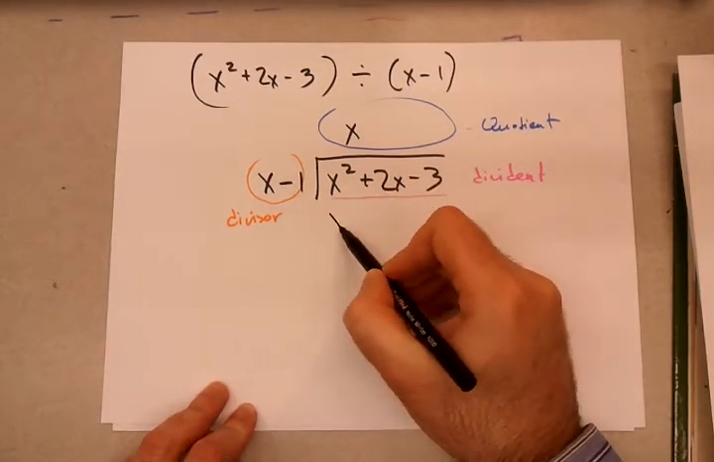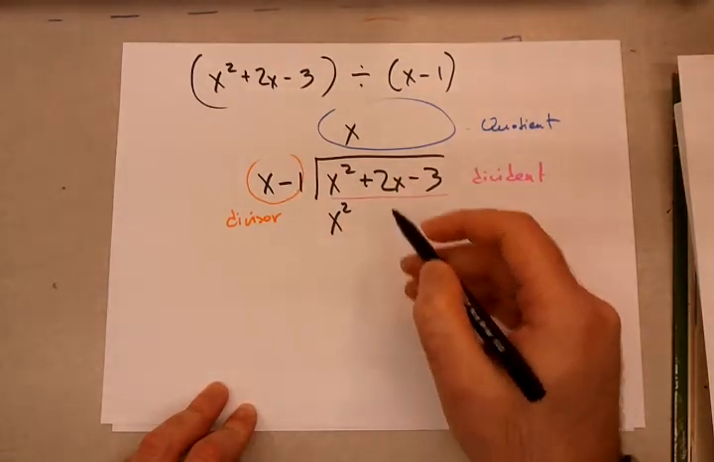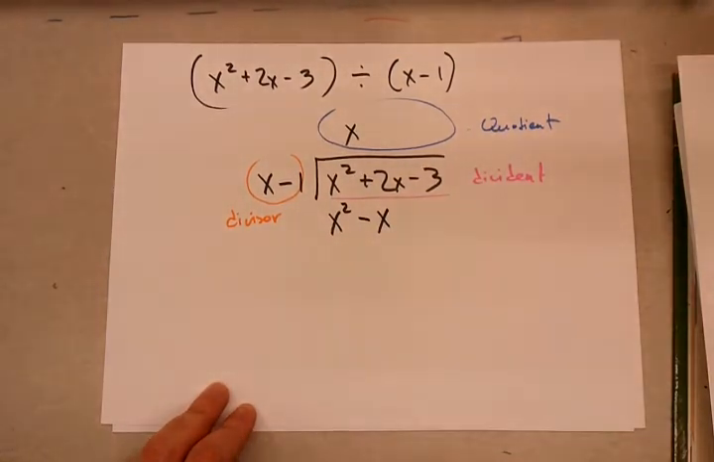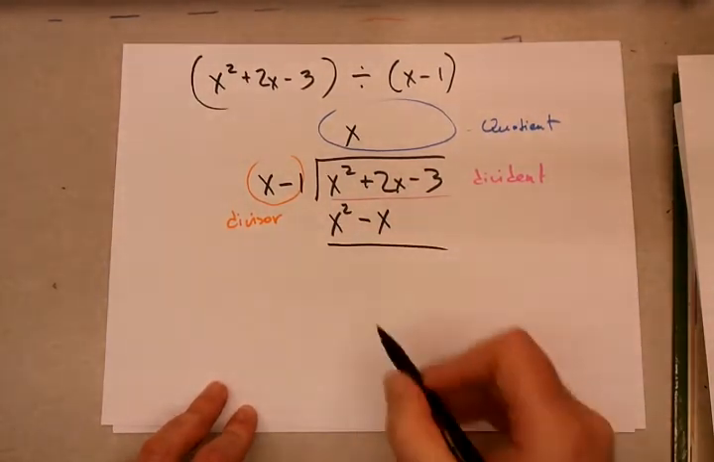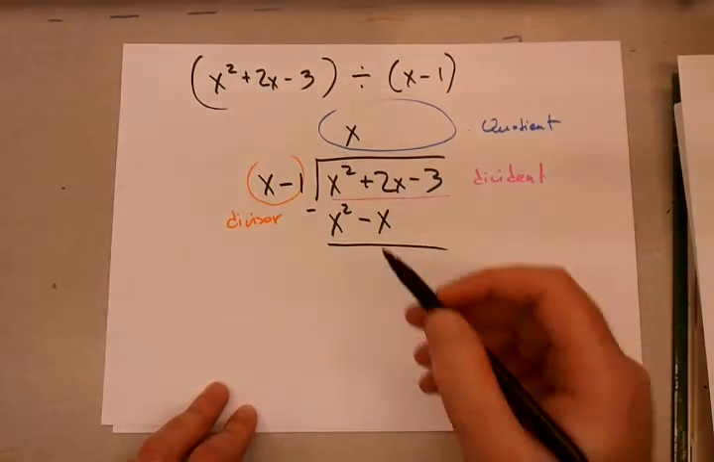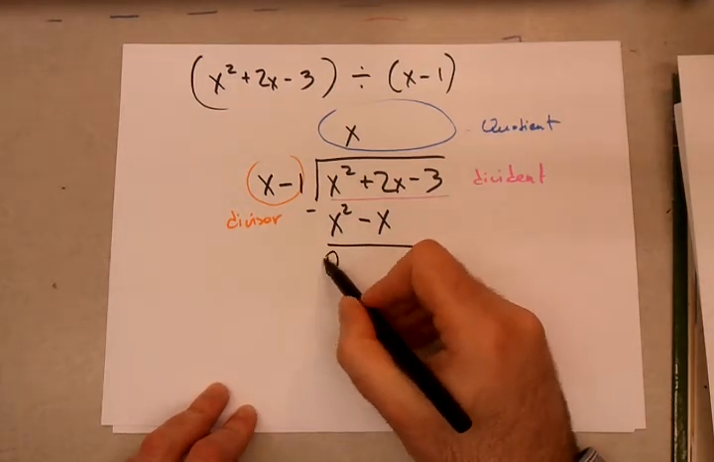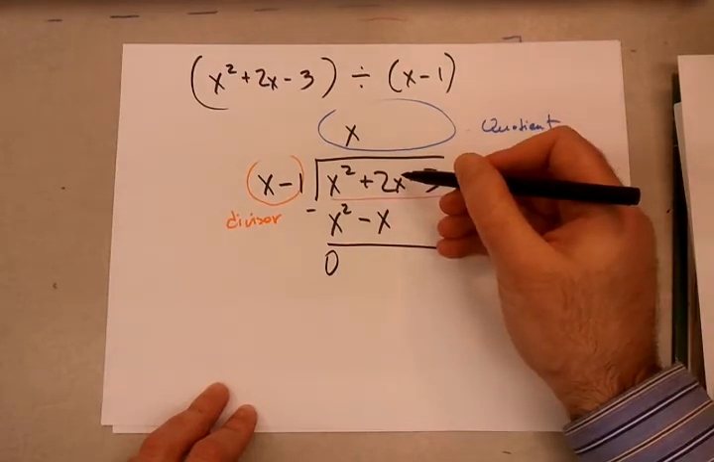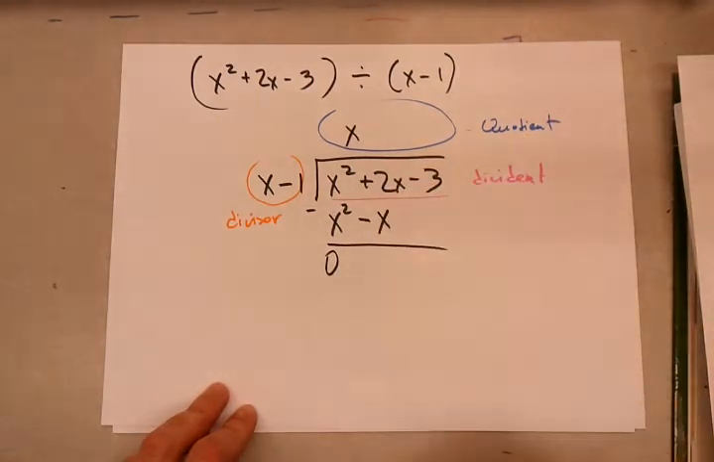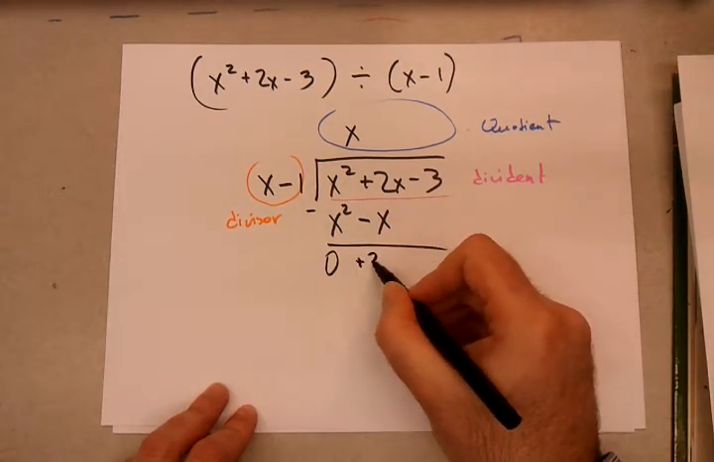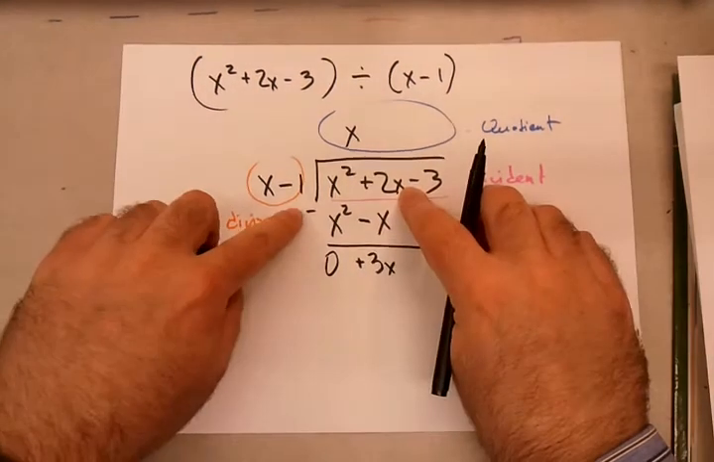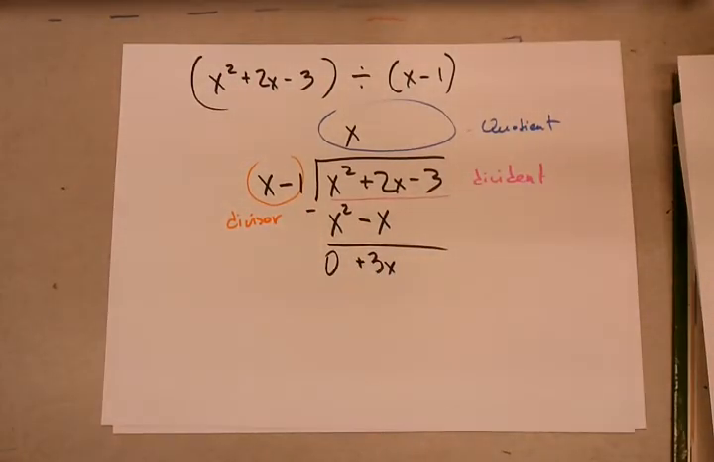Now x times x is x squared, x times negative 1 is a negative x. That's not so bad. Now I'm going to do my subtraction just like always. x squared minus x squared, that's gone, 0. I'm not going to write it there though. Or I can write it there. 2x minus a negative x is technically minus minus, which makes it a plus, and gives us a positive 3x. Again, 2x minus a negative x, positive 3x. Alright, so that's what's left.